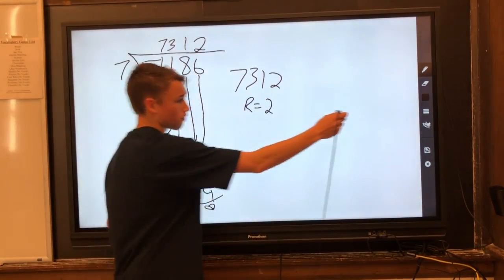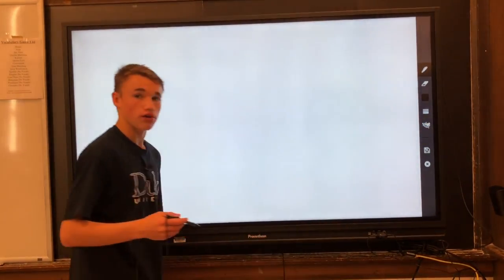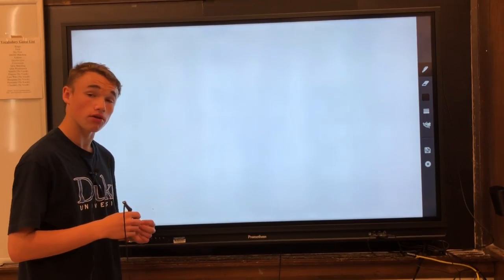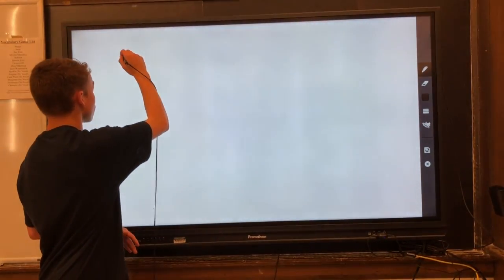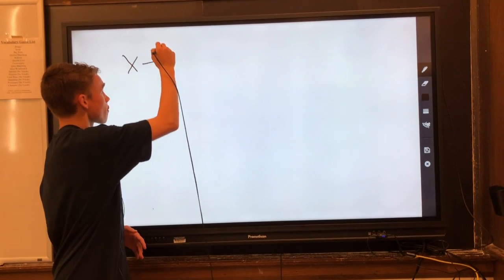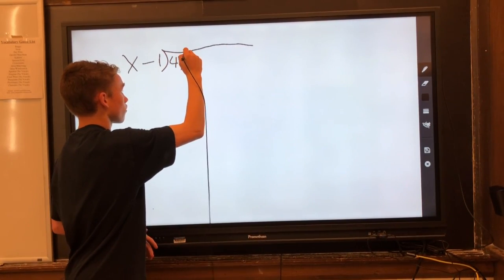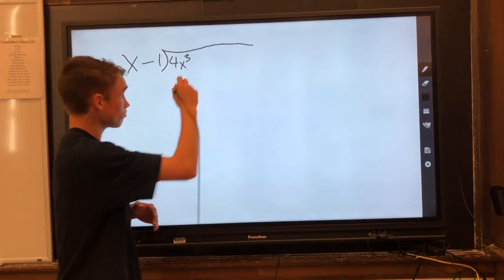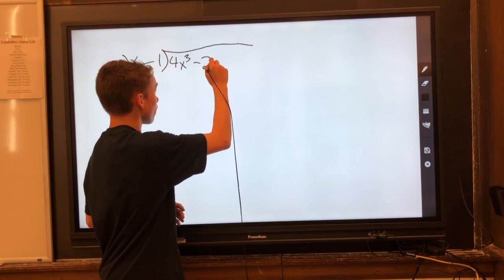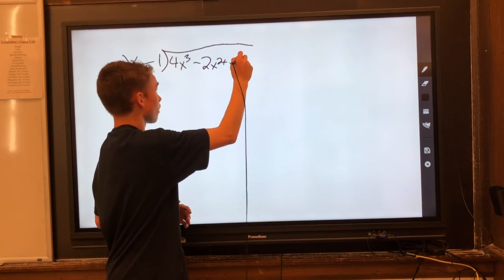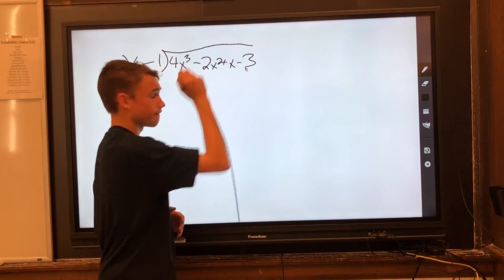Now, division of polynomials is very similar. All you need to do is add a polynomial divide. So let's take x minus 1 divided by 4x cubed minus 2x squared plus x minus 3.